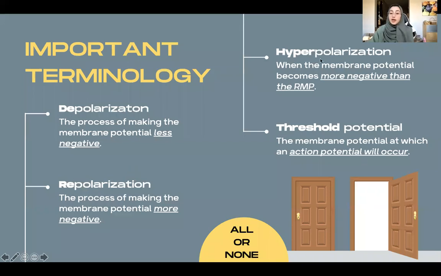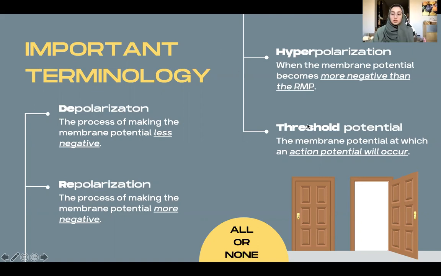When you say hyperpolarization, hyper means extra, a lot, more than normal. So hyperpolarization means you're making the resting membrane potential, or the membrane potential, even more negative than the normal. So hyper, it's like it's more than normal, right? So you're making it more negative than normal, okay?